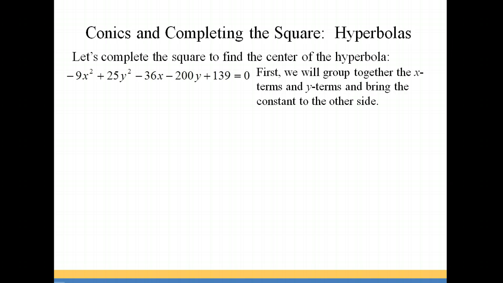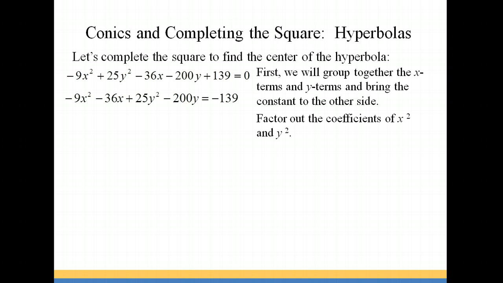Okay, so what we're going to do is complete the square in order to find the center of the hyperbola. So we're going to group together our x terms and group together our y terms. Then what we're going to do is factor out the coefficients of x squared and y squared. So for x, our coefficient is negative 9. We're going to factor that out.